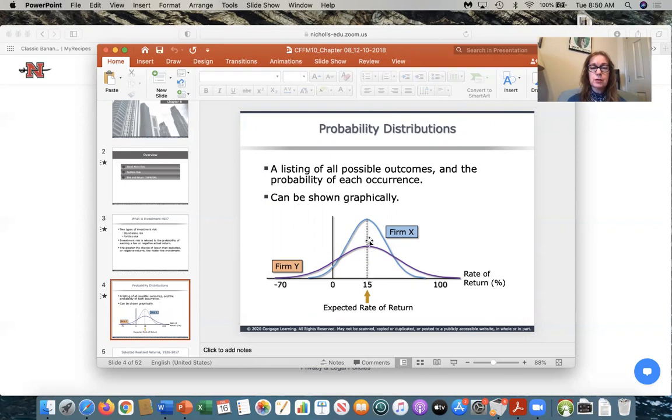However, we notice that firm Y has a much wider distribution. So you could make over 100% in firm Y or lose 70% on any given year. Firm X has a tighter distribution. So this is illustrating that firm Y is riskier than firm X, risk meaning the probability of negative returns. And so the wider the distribution, the greater the risk. And as you may recall, the variation around the mean, we measure that by using standard deviation.